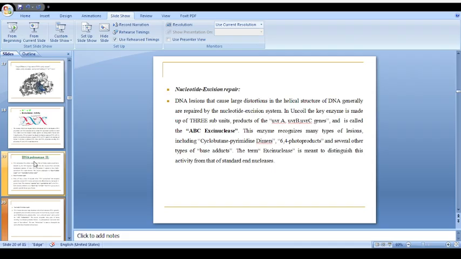These enzymes are referred to as SOS response enzymes. The reason is that they act like an ambulance at the site of an accident. In the same manner, these enzymes appear at the site of damage.